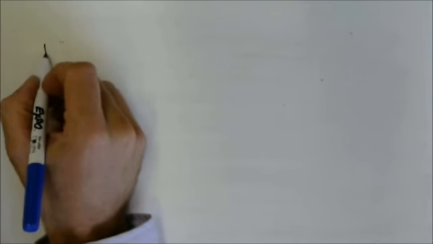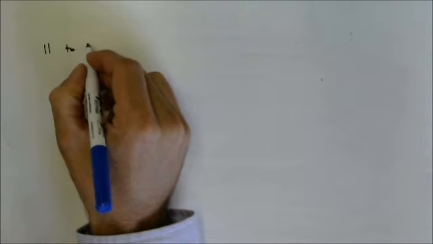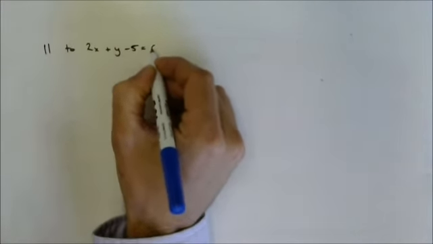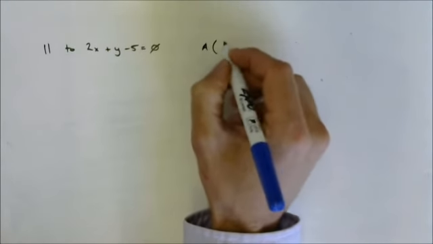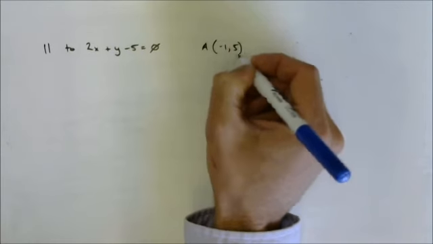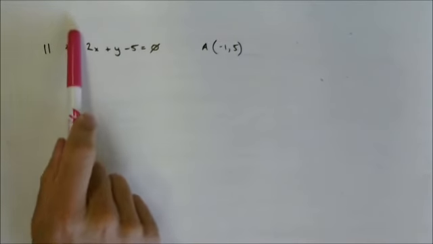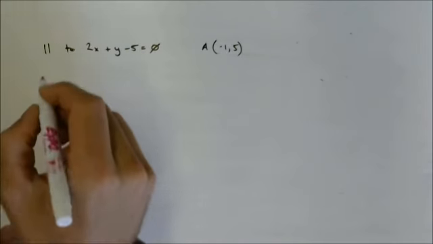And we need to write an equation. So we need an equation of a line that is parallel to 2x plus y minus 5 equals 0. And we know it passes through point A at (-1, 5). What do we know about parallel lines? Yeah, they have the same slope. Can I get the slope from standard form? No. So what's my first step?